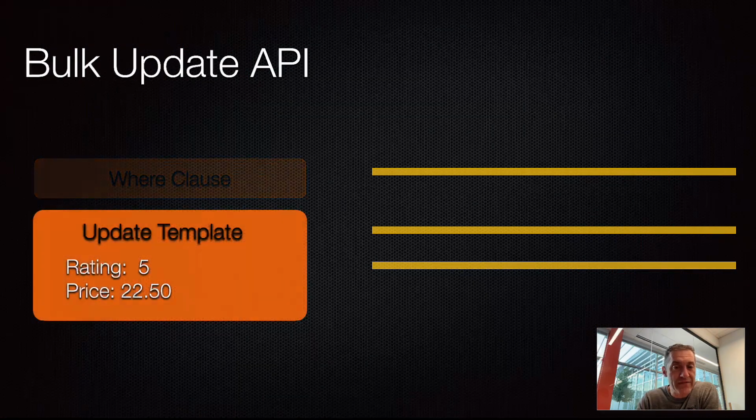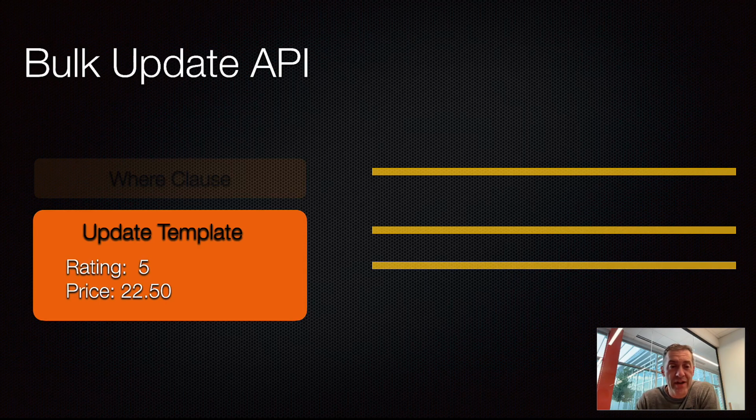Once these objects are identified, then the update template goes to work. The update template consists of one or more properties containing values that will be applied to the records selected with the where clause. The properties in the update template must exist in the table where the bulk update is going to happen. In this example, I have two properties, rating and price. This assumes that the table where I'm sending the request has the rating column and price column. In this way, you could have multiple properties as long as they exist in the target table.